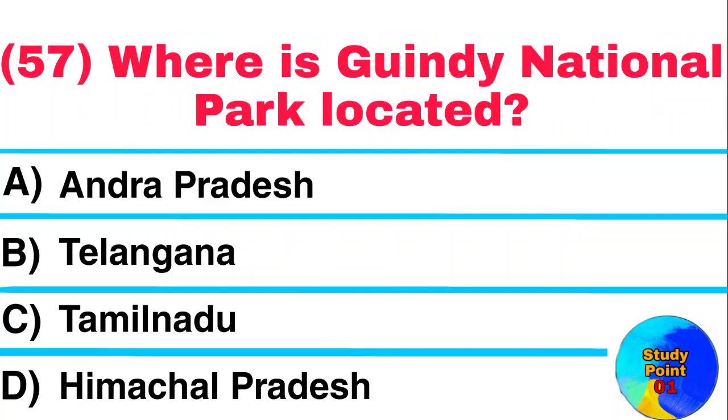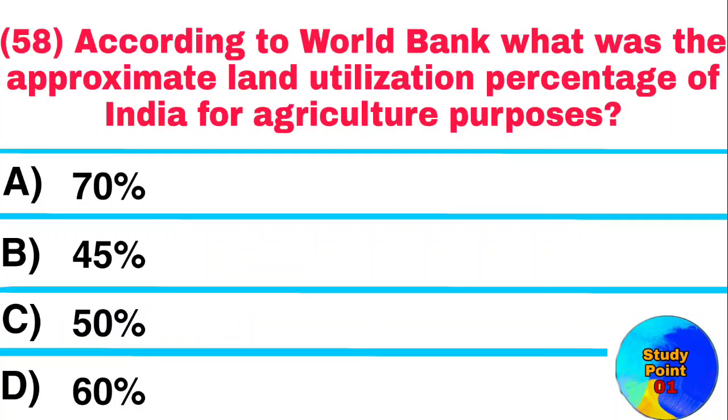Question. Where is Gindi National Park located? A. Andhra Pradesh, B. Telangana, C. Tamil Nadu, D. Himachal Pradesh. Answer. Tamil Nadu.